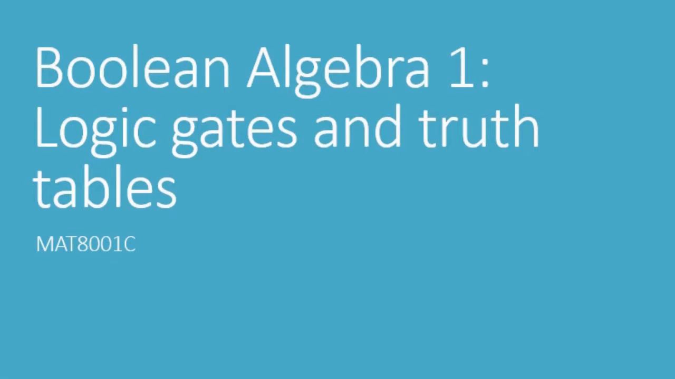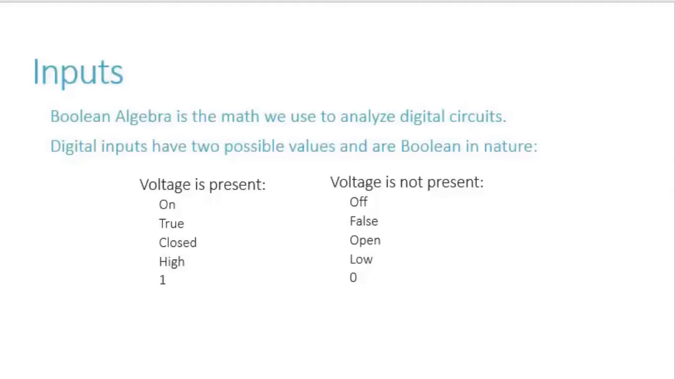And now we'll dive into the world of Boolean algebra. This is a form of algebra in which all values are reduced to either true or false. So Boolean algebra is the math we use to analyze digital circuits. These circuits are made up of logic gates.